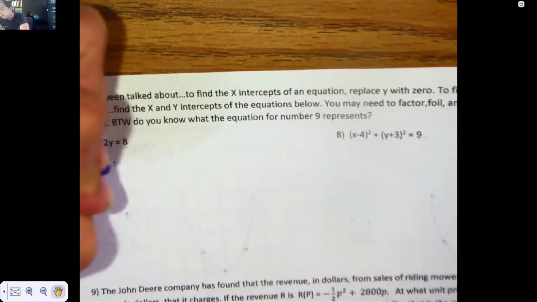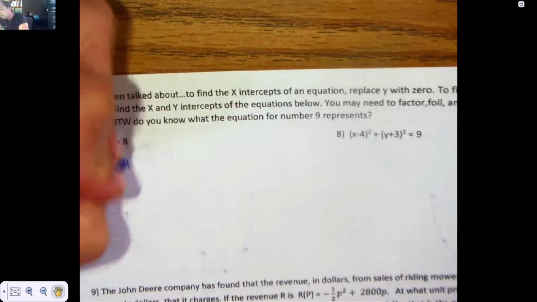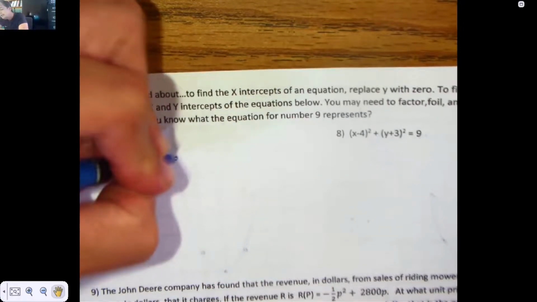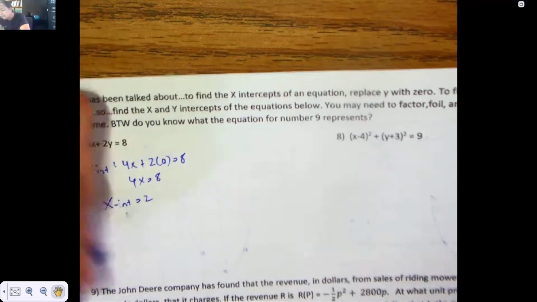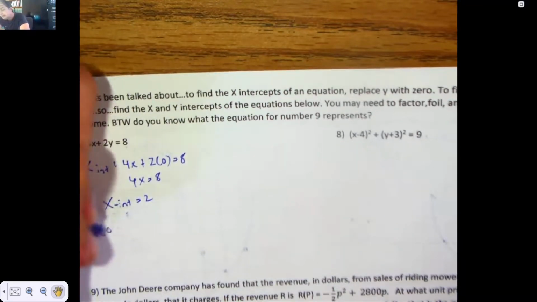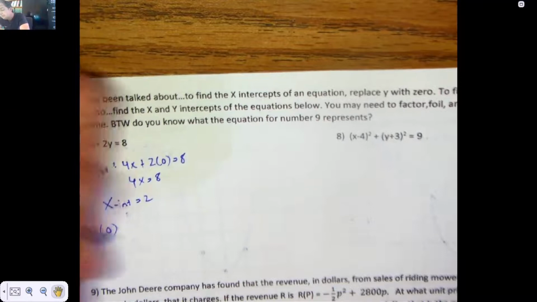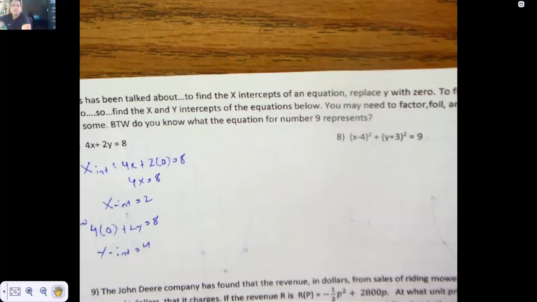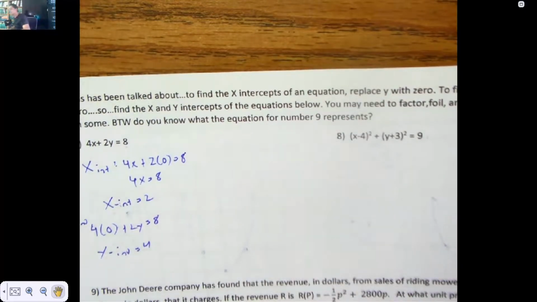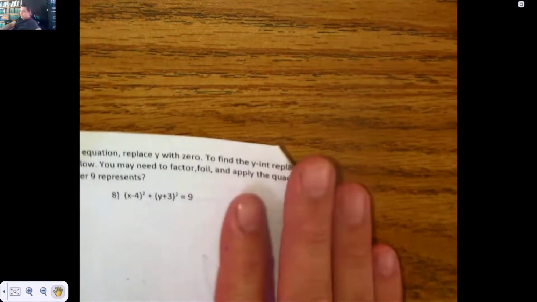X-intercept up first. My y becomes a 0. 4x plus 2 zeros is 8. 4x is 8, and my x-intercept is equal to 2. For my y-intercept, I let the x's be 0. And I end up with a y-intercept equal to 4. Boy, that one was easy, wasn't it? You don't have to graph it or anything. It was the workup problem for number 8, which is a god-awful problem, if I remember right. It's actually not that bad, but to y'all it will seem that way.